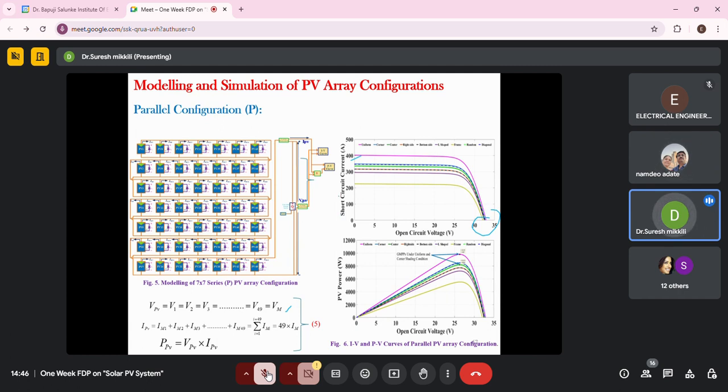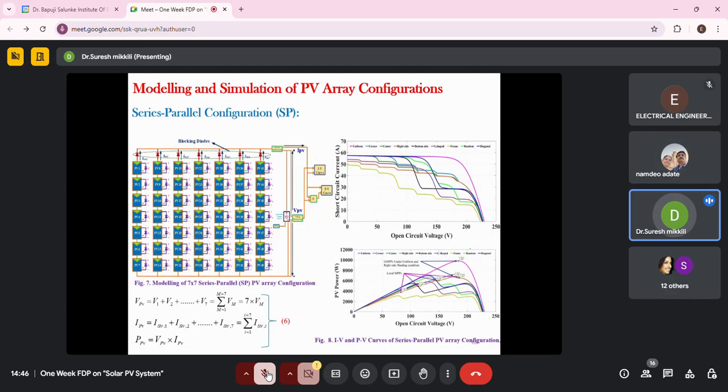These are simulation results actually. Approximately we will get 400. Now shading happened, and due to that there is a variation. Similarly, power will be the same. Power will not change; in series or parallel, power remains the same.